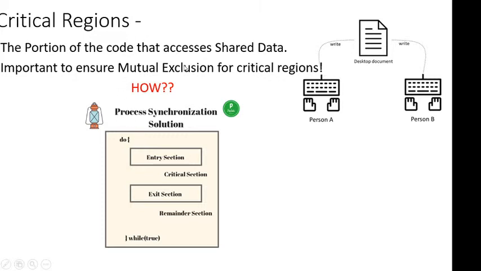So what is the critical section problem? Every program has critical regions. A program must enter its critical region, and when one program is in its critical region, no other process can be in its critical region. Only one process can be in its critical region at one time. So there must be mutual exclusion for critical regions. How do you achieve this mutual exclusion for critical regions? That is called your critical region problem.